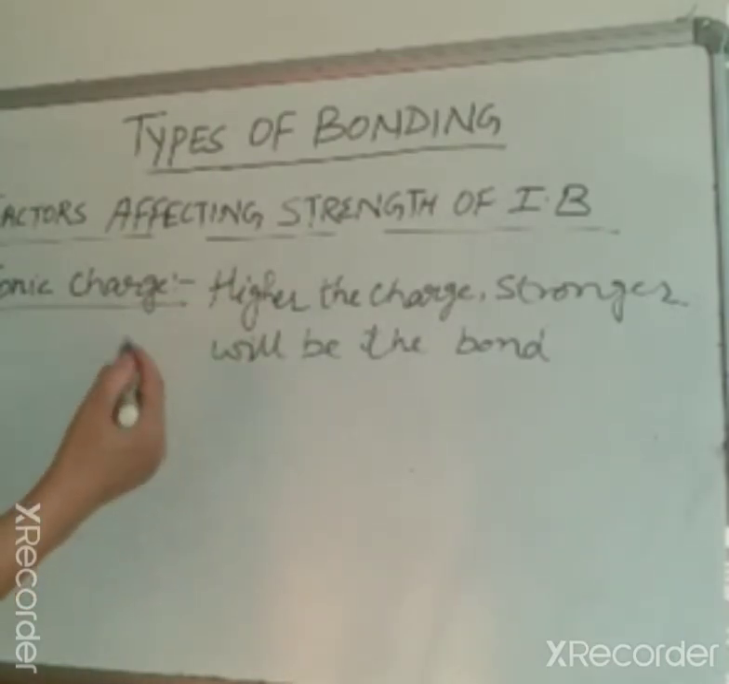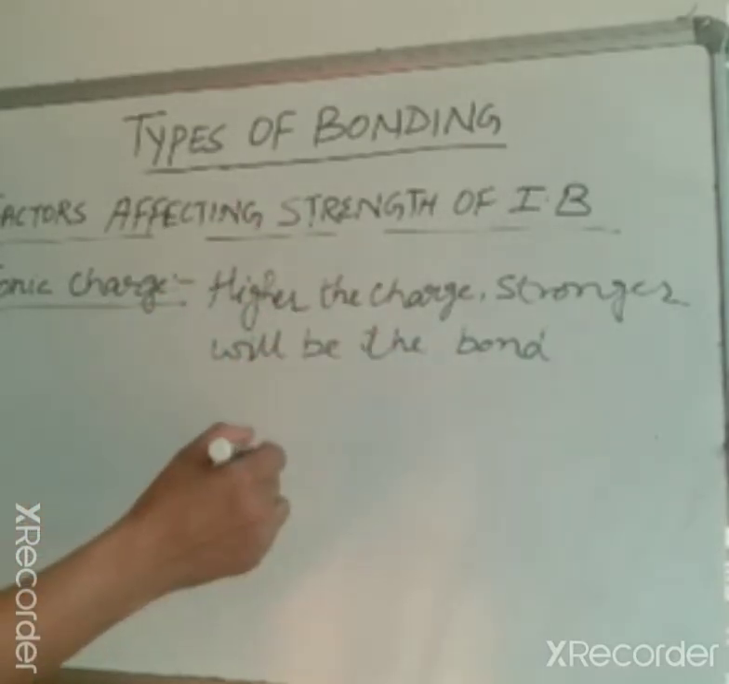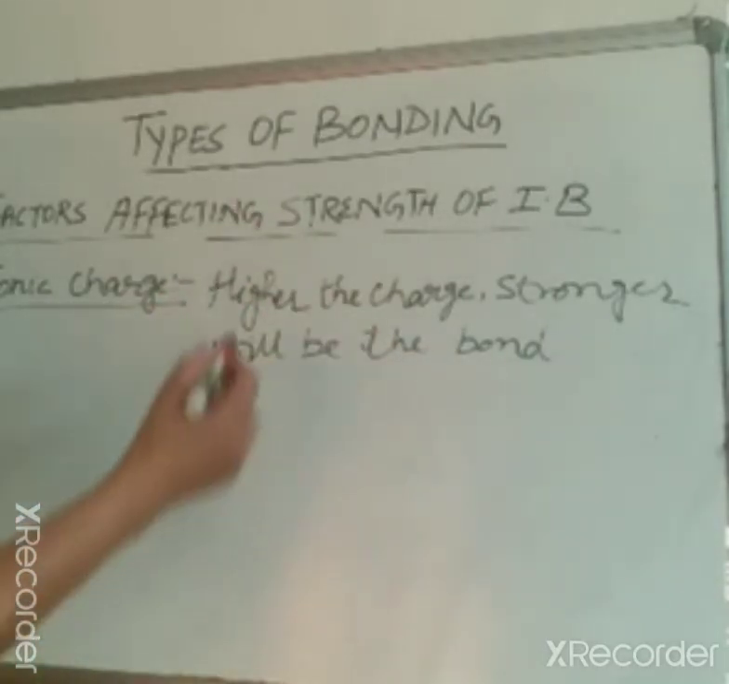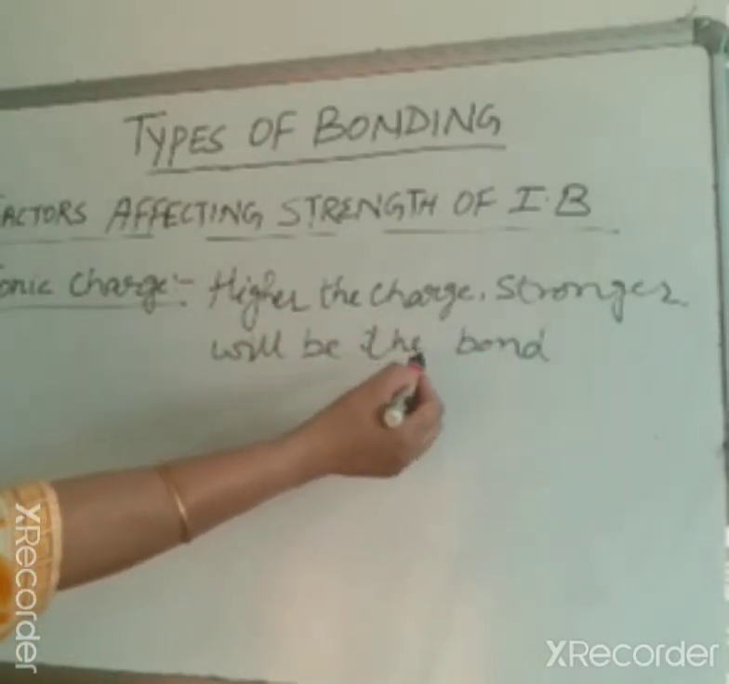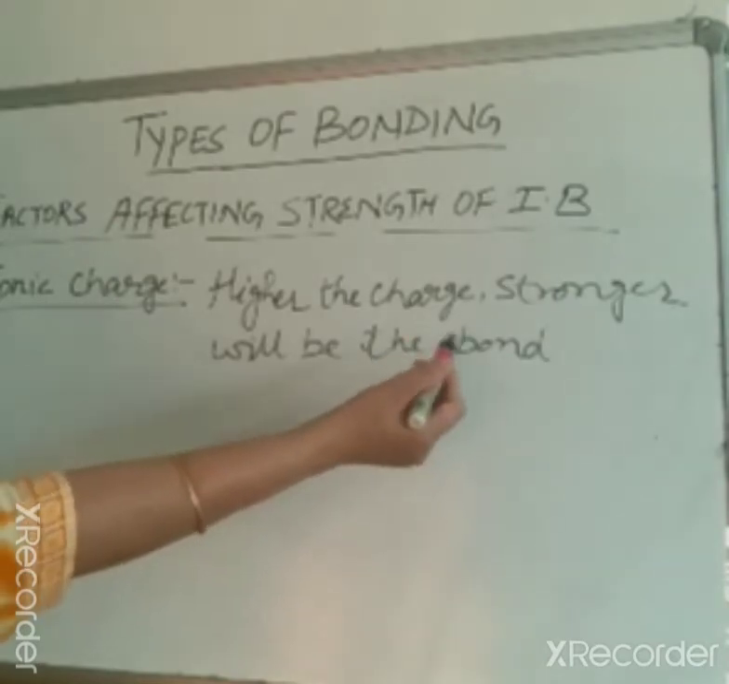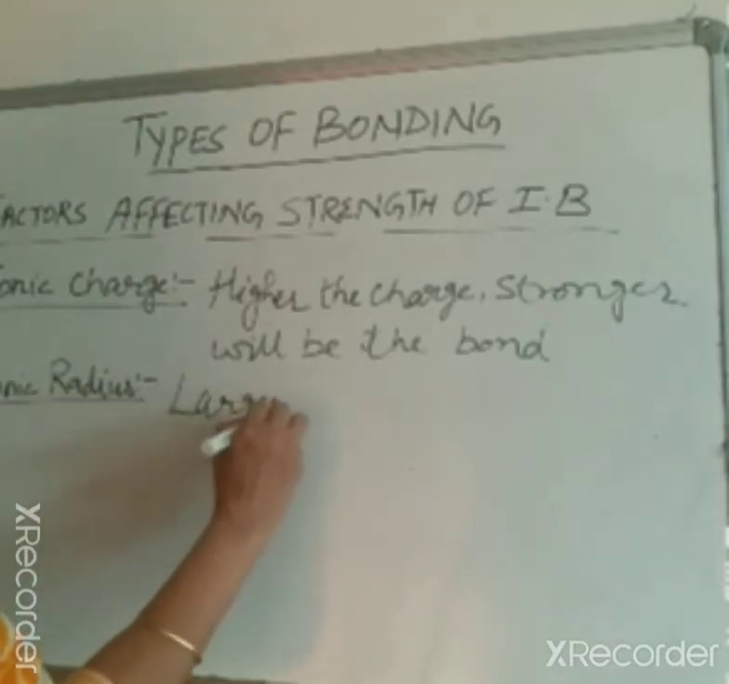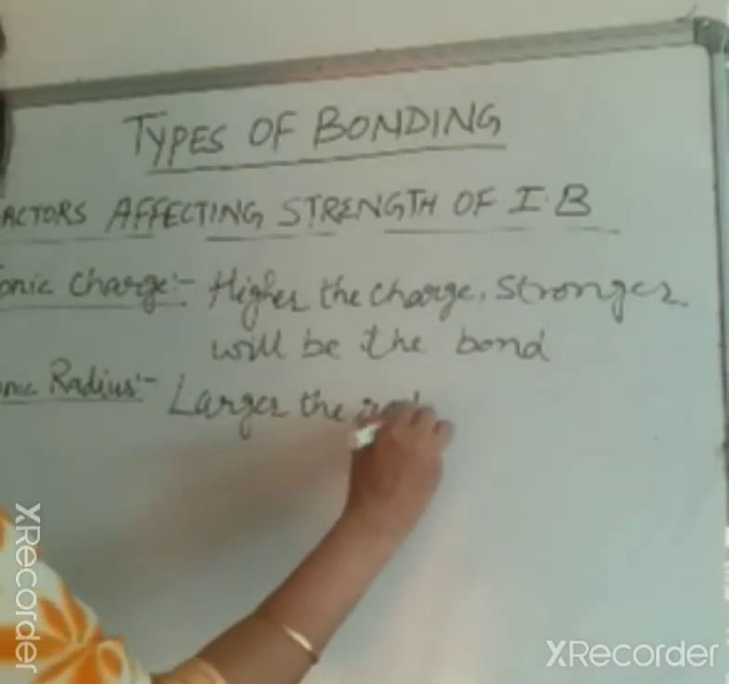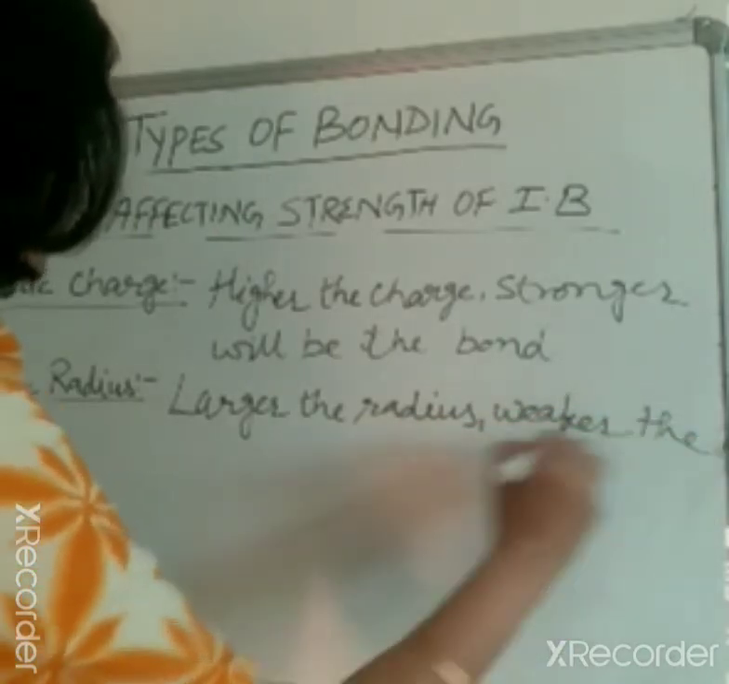As the number of charges, as I told you, Na +1, +2, +3 like this, or chlorine -1, -2 like this, increases, the bond will be stronger. Second one will be ionic radius. Here, the larger the radius, the weaker the bond.